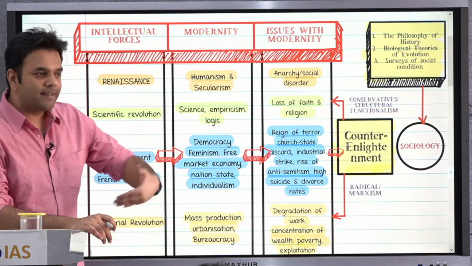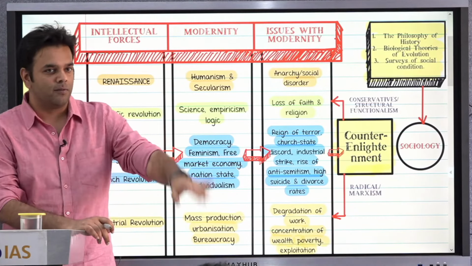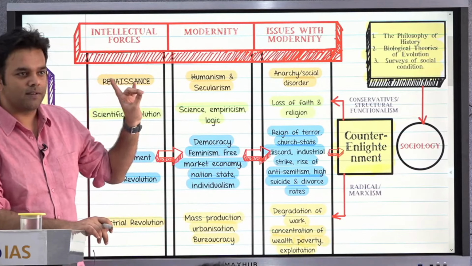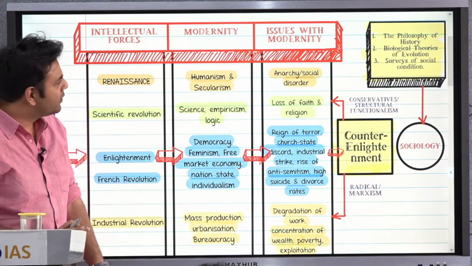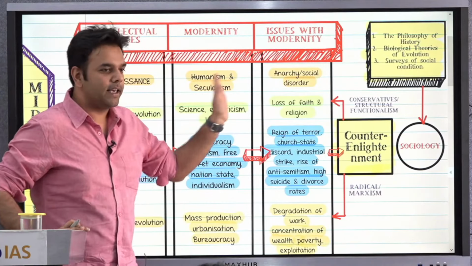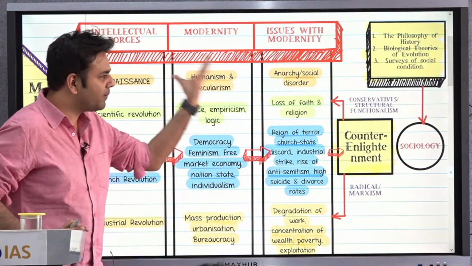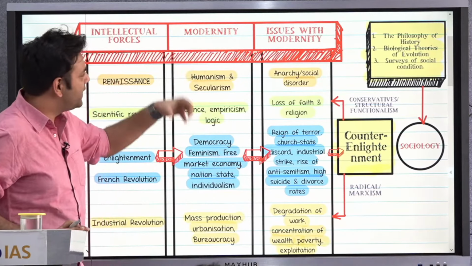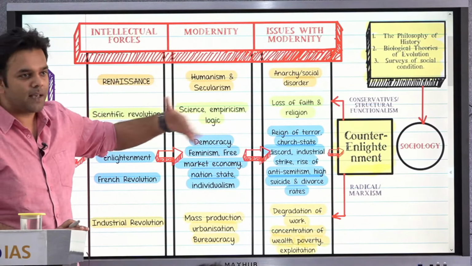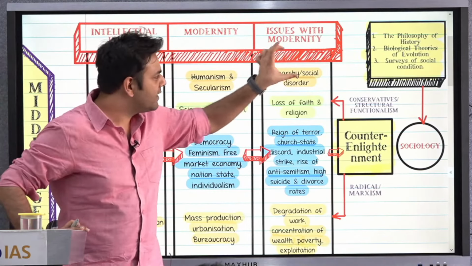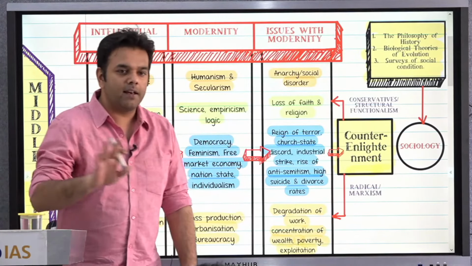Now, the next thing that we did, which happened yesterday, was issues with modernity. तो इसको भी मैंने parallelly डाल दिया है. With humanism, secularism, this so-called modern idea came at a cost. Anarchy and social disorder. Why anarchy?